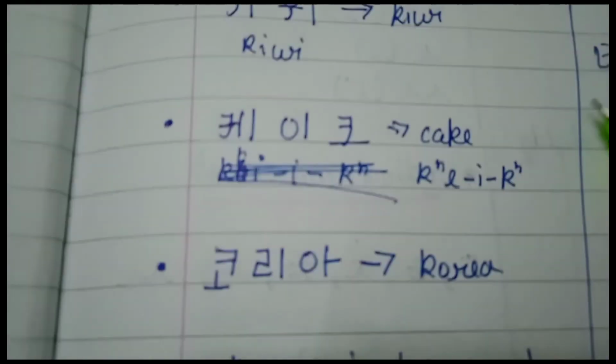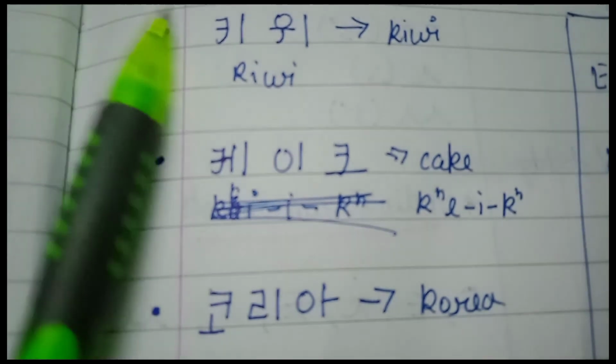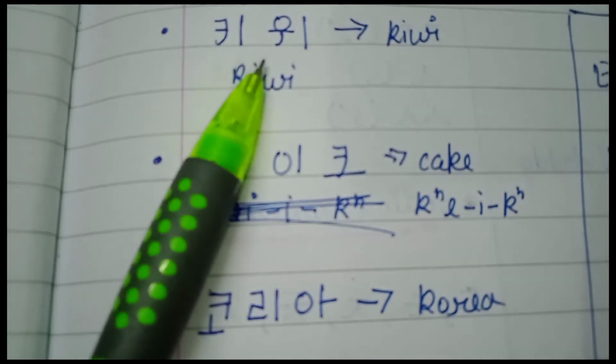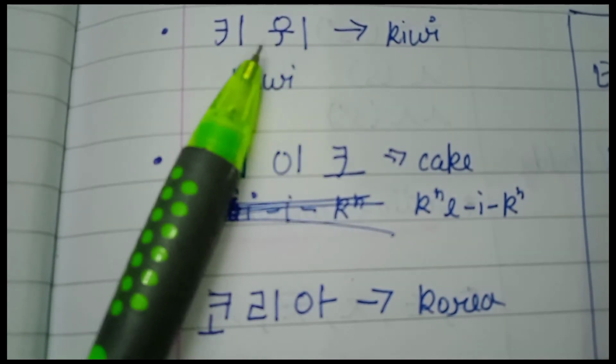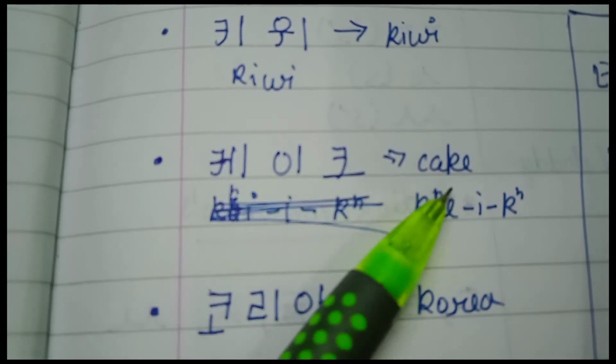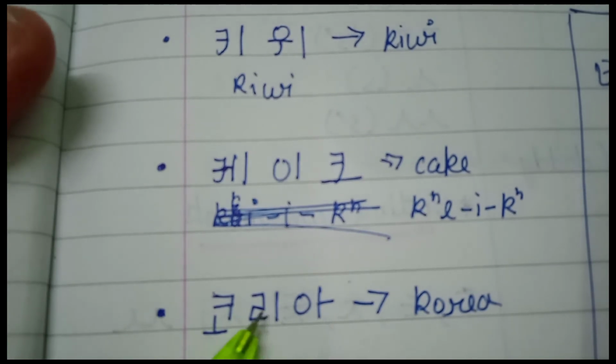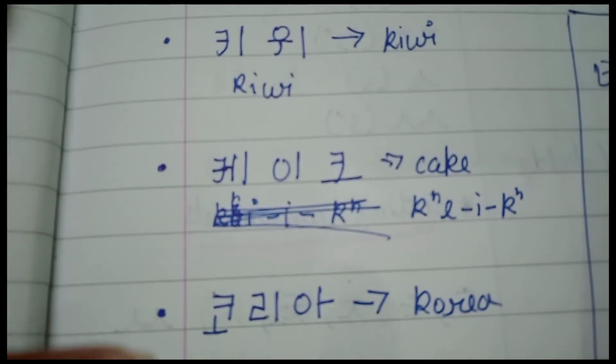Okay, now read this one. This one is kiwi. Kiwi. And then it is cake. Cake. So now it's Korea. Korea. And Korea in Korean is Hanguk. Hanguk.